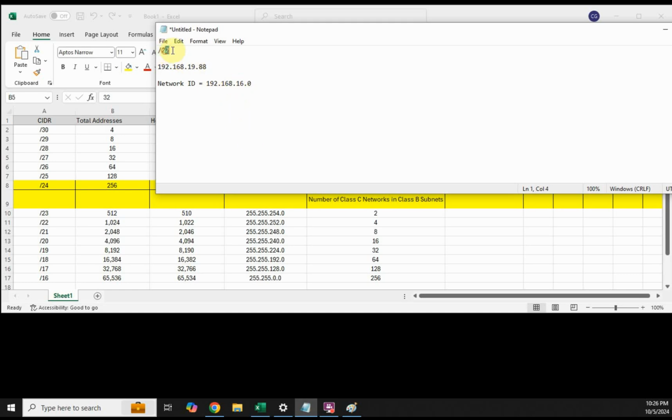If this was a /23, the network ID would flip up to 18 because there's only 2 Class Cs in each one. All right, see this? 19 divided by 2, you get 9 times before it can't go in there any cleaner. So 18 would be your network ID.